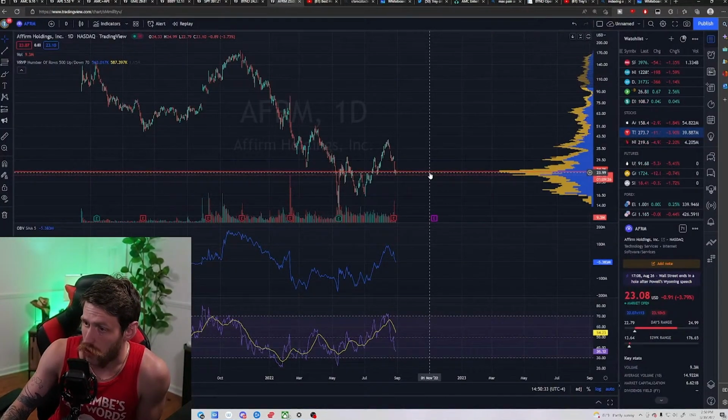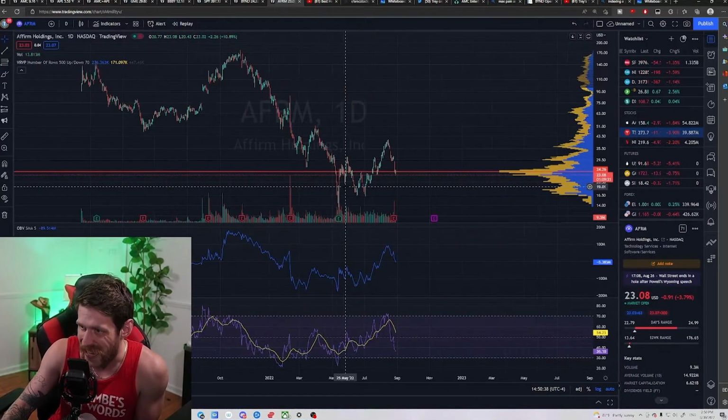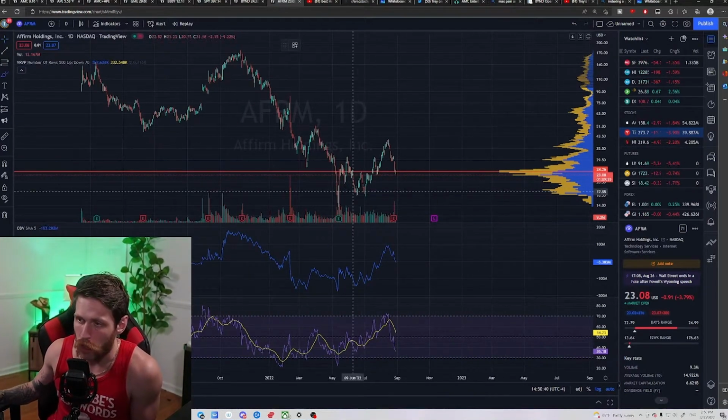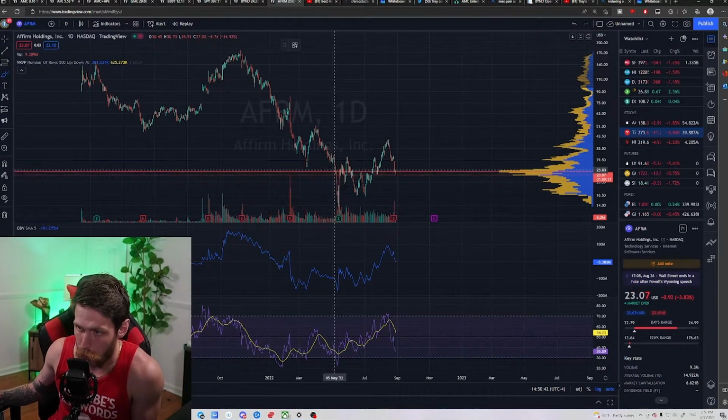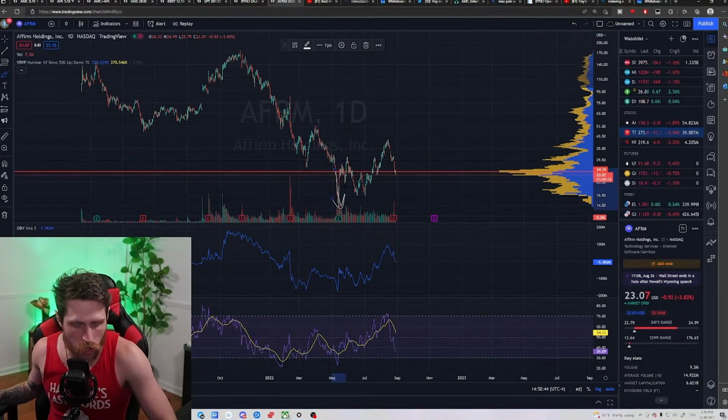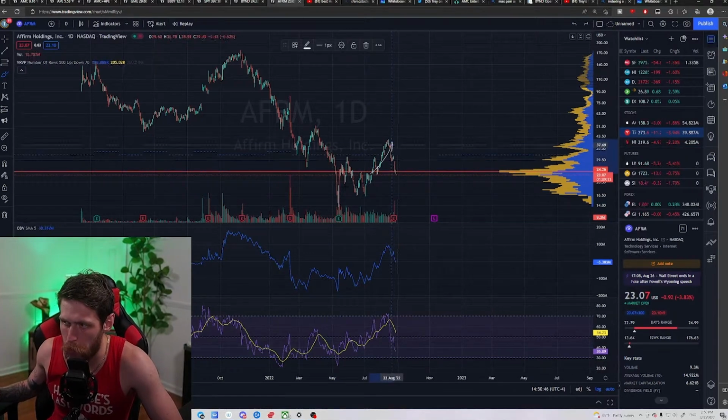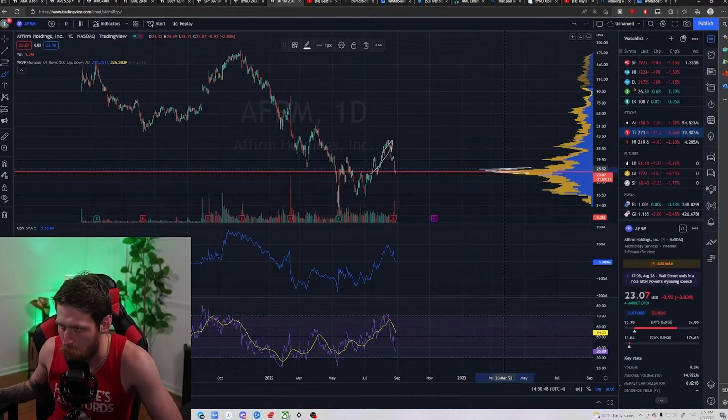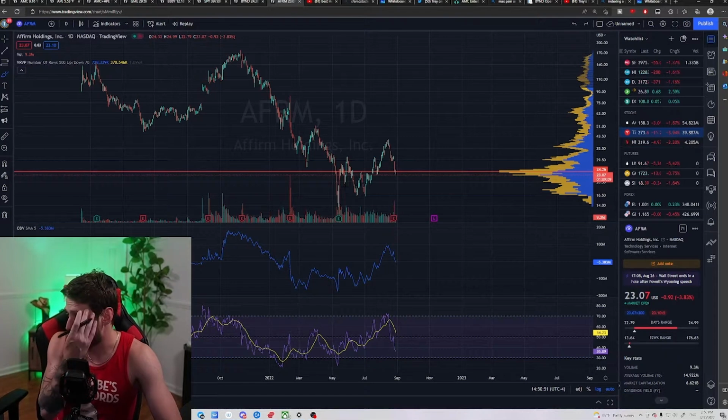Typically, when you break beneath this or you break above it, you're going to see a pretty decent sized move, i.e., we broke beneath the volume profile point of control, and you had a huge push down. When you broke above the point of control, you had a huge push up. This just represents the most volume dense area on the chart, right?